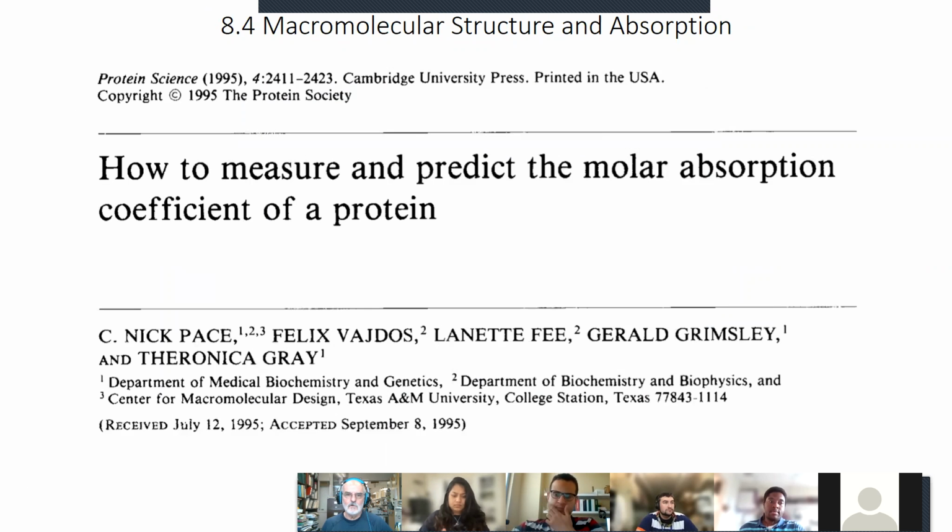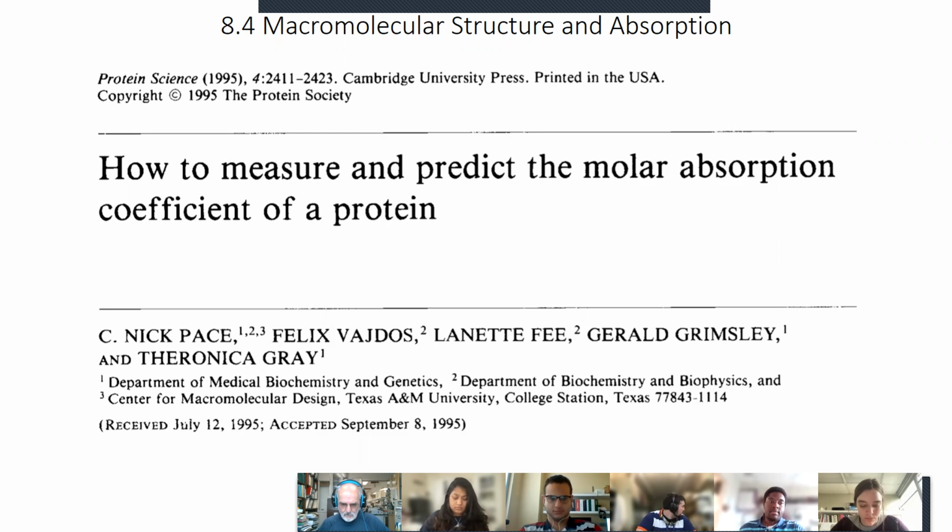Okay, so this paper, Protein Science, 1995, so Nick Pace is the PI in this lab. He's at Texas A&M. He's still at Texas A&M. I'm pretty sure that Nick is still active. I don't think he's retired yet. How to measure and predict molar absorption coefficients of a protein.